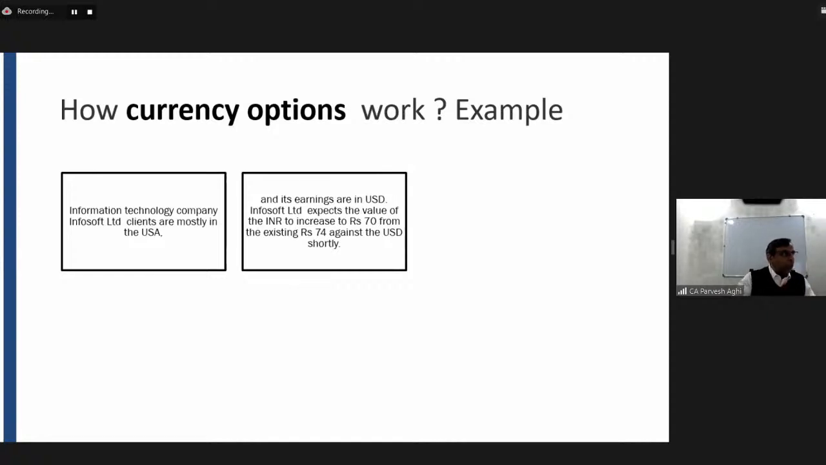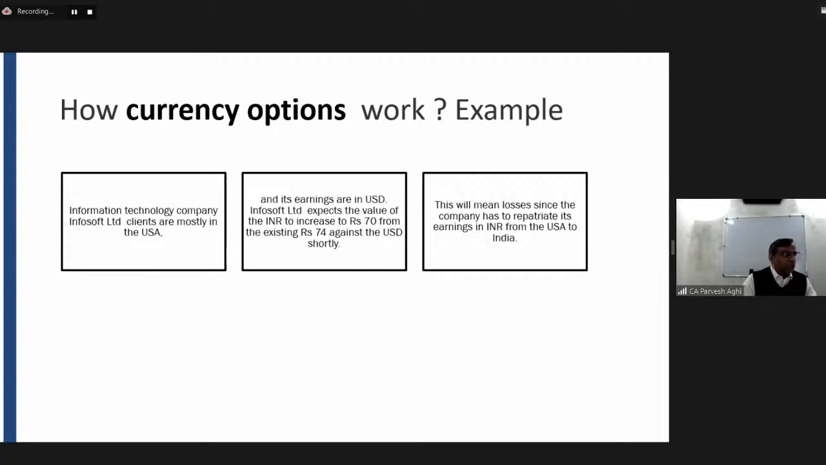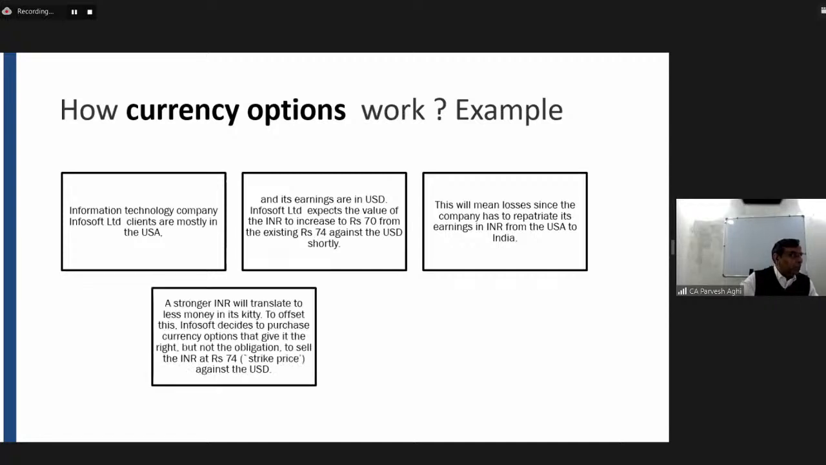So in this case, the company is going to lose money. Okay, so this will mean losses since the company has to repatriate its earnings in INR from USA to India. So since the money will be brought to India, they will be losing money if they bring it at 70 as against 74, which is prevailing now. A stronger INR will translate to lesser money in its kitty. To offset this, Infosoft decides to purchase currency options.